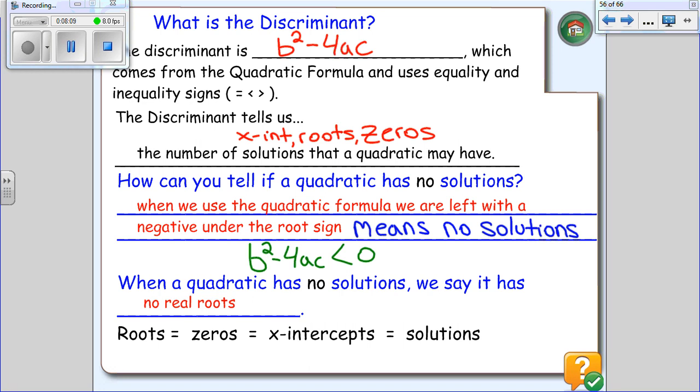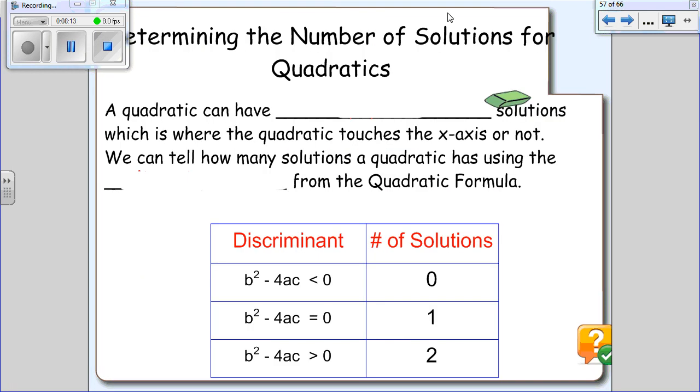Alright. Determine the number of solutions. A quadratic can have 0, 1, or 2 solutions, as we've already discussed. So it's either going to have 0 solutions, or 0 roots, or 0 x-intercepts. It could have 1, or it could have 2. We can figure out if it has 0, 1, or 2 based on the discriminant alone. Whoa. Discriminant. So you can tell that just by looking at the discriminant.